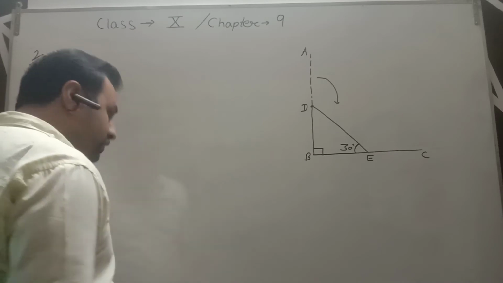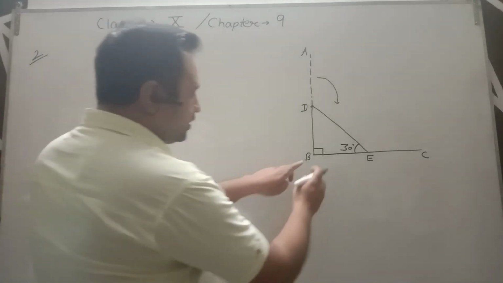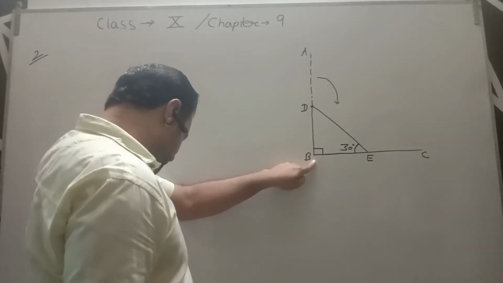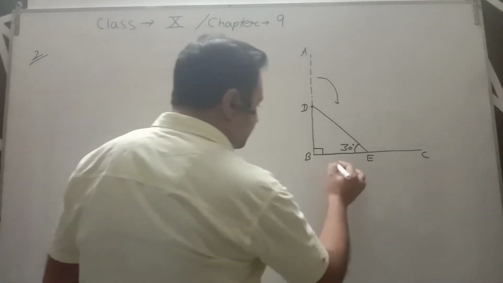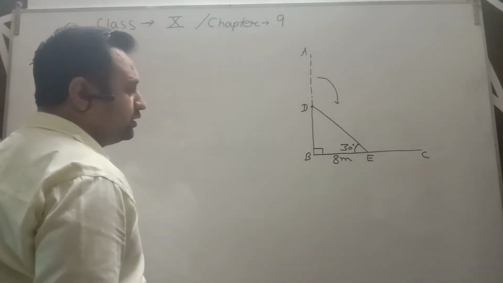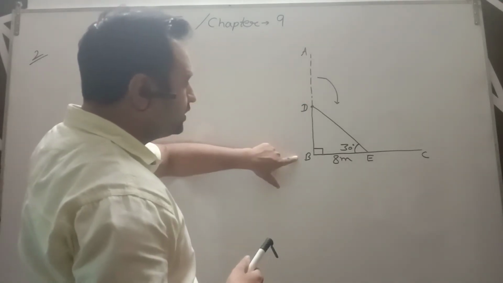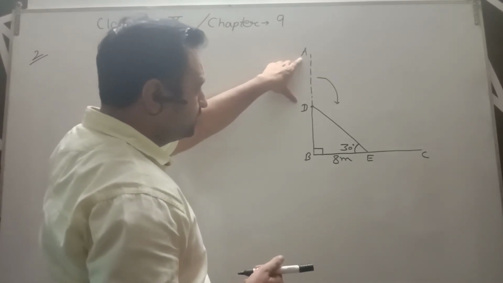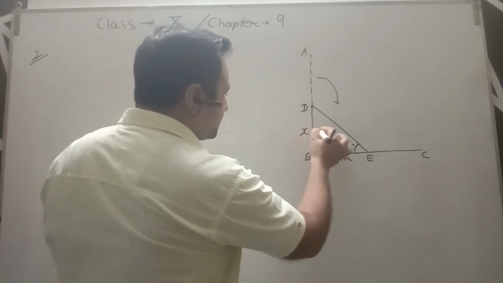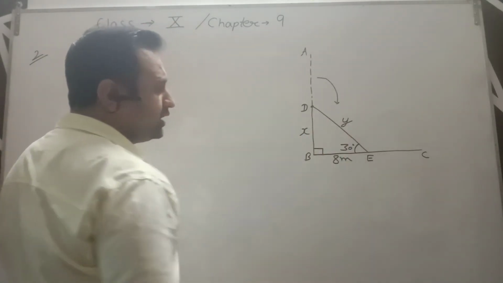The distance between the foot of the tree and the point where the top touches the ground is 8 meter. So we have to find out the height of the tree. AB is the height of the tree, but the position of the part is now in this position. So we find out x, and after this we find out y, and the sum of both is considered as the height of the tree.